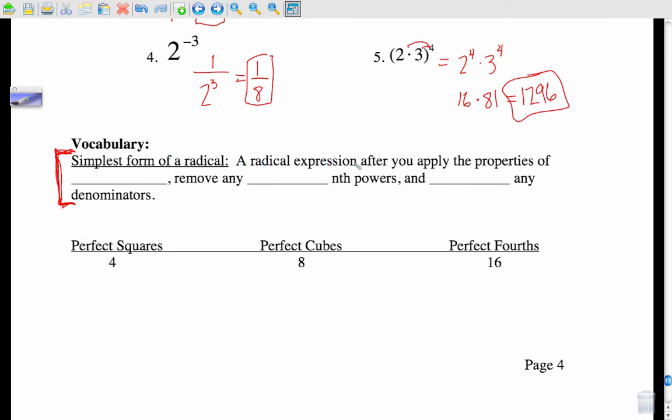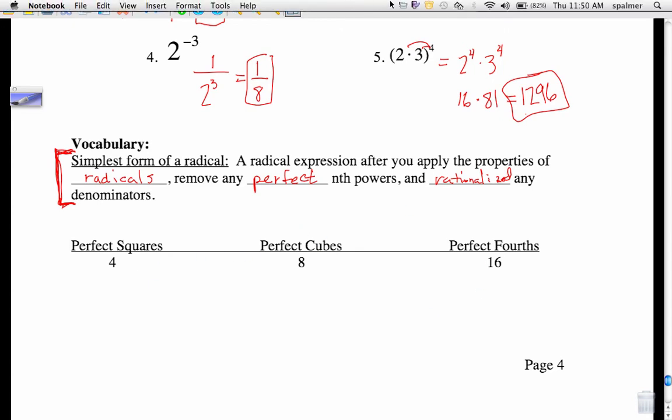If you have a radical expression, meaning the square root or the third root or something like that, after you apply all these properties of radicals we're going to talk about, you've removed any perfect powers, which we're going to talk about in this list down here, and you have rationalized any denominator, then you are officially done and you can't simplify it anymore. So let's take a look, starting with these perfect squares.